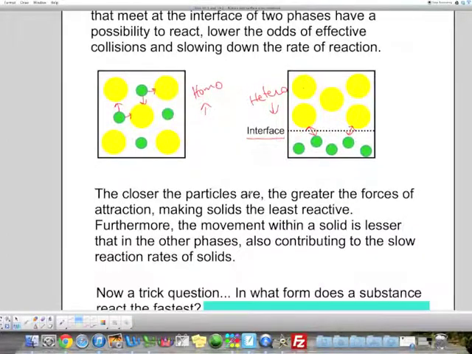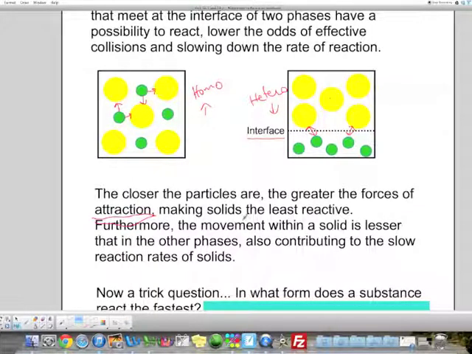Also, depending on the type of mixture, the closer the particles are, the greater the forces of attraction. So again, if we go back to the solid versus the gas, the solids are less reactive because the particles are closer together. So you have a harder time breaking those interactions. And why are there interactions? Because the temperature, again, is lower. So because the particles are moving less, it keeps them closer together. They have forces of attraction keeping them together, and that makes it more difficult for solids to react.